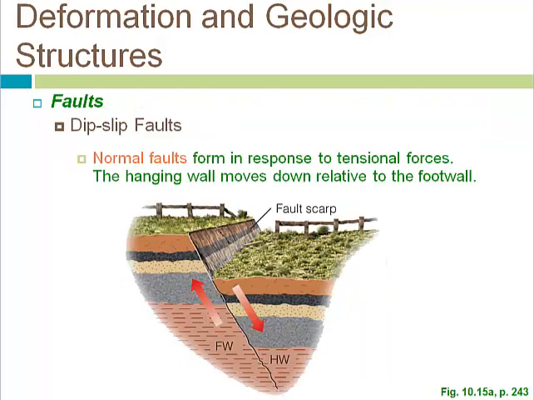And just as a recap, this is a dip-slip fault. It's a normal fault because the hanging wall is moving down with respect to the footwall. So the hanging wall is moving down with respect to the footwall. And then we'll call this the strike is the fault scarp. That's the strike right there.